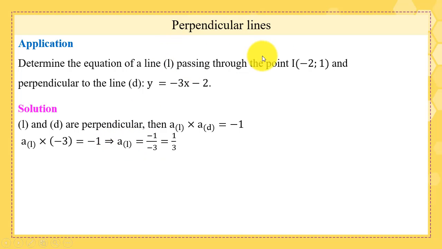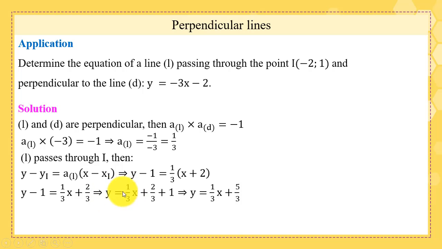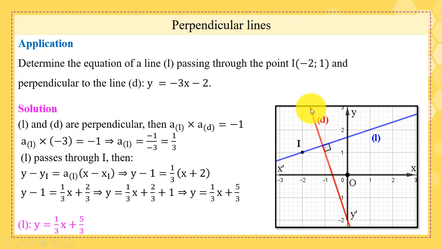L passes through the point I, so I belongs to the straight line L. We use the following relation: y minus y of I equals a of L times x minus x of I. Substitute the coordinates of I and the slope to get y equals 1/3 x plus 5/3, which is the equation of the straight line L. This is the figure: straight line D and straight line L perpendicular to the straight line D through the point I of coordinates (-2, 1).